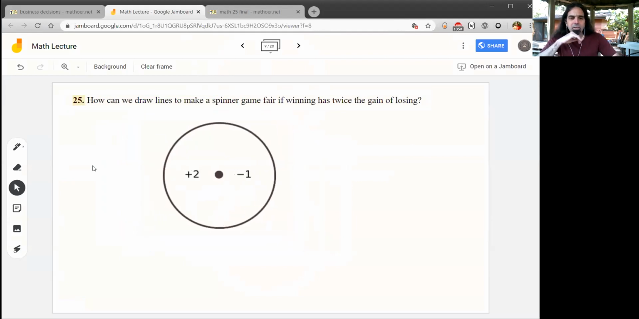So where could we make the lines to divide the circle up into regions so this game is fair? If I made my line right down the middle again, then that wouldn't be fair. We're going to come out ahead because we're earning $2 the same amount of times as we're losing $1. So overall, we're going to get a nice income.